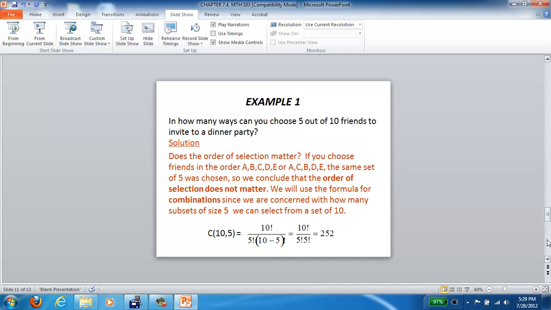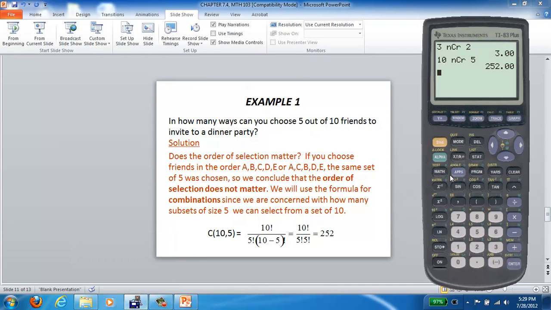Let's see some examples. In how many ways can you choose 5 out of 10 friends to invite to a dinner party? In this case, order is not important. If you have the friends A, B, C, D, E or A, C, D, B, E, it's the same set of 5 chosen. So the order is not important, and we talk about a combination. Actually the answer is going to be exactly what I did before. We have a group of 10 friends, taken 5 at a time. So we have a total of 252 combinations.